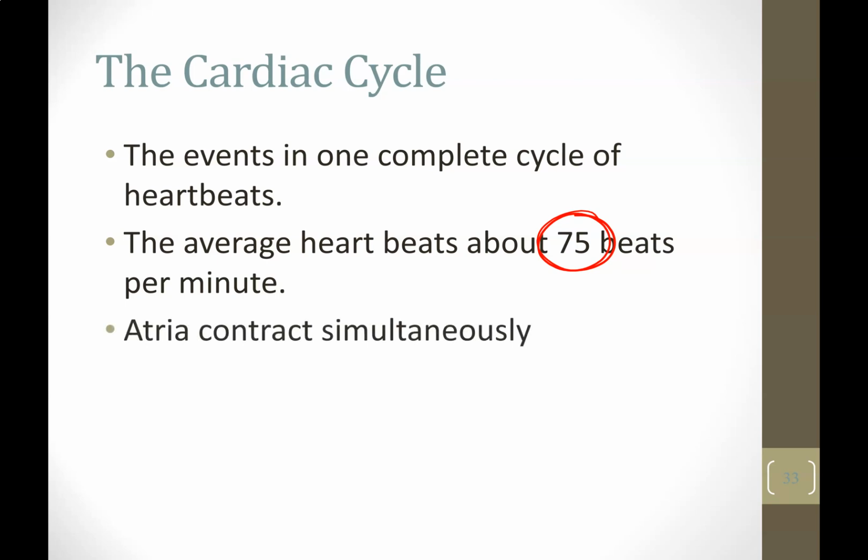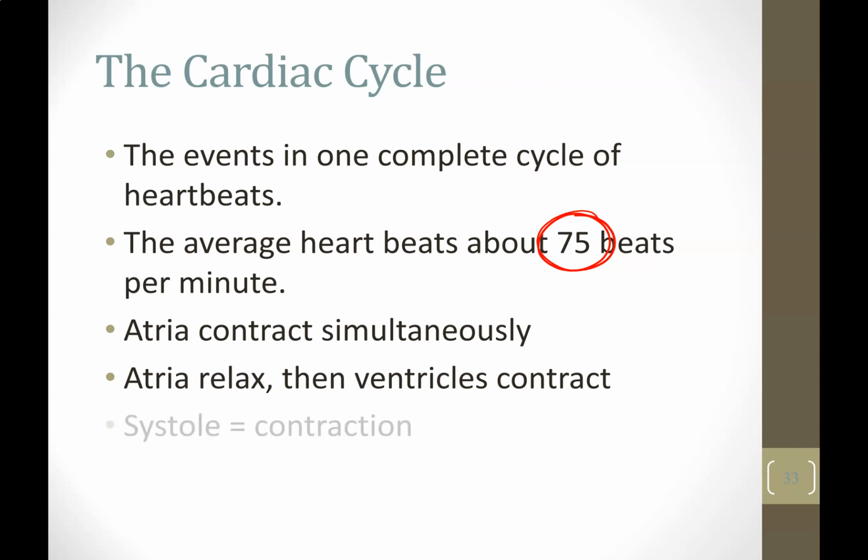What happens is the atria contract. They're going to let the blood go into the ventricles. Then, as the atria relax, the ventricles contract, and they're going to send their blood either to the lungs or to the body, depending on what chamber the blood is in. And that ba-boom, ba-boom, ba-boom happens pretty much your whole life.